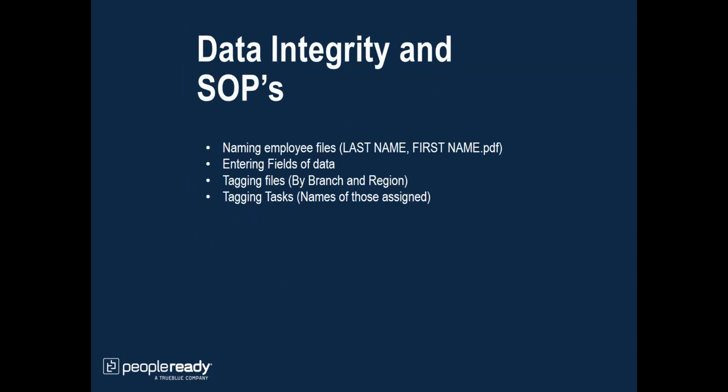Data integrity and SOPs, pretty standard, making sure that we name employee files last name, first name. We make sure we tag all files and tasks by the names, the branch, the region, and the names of those assigned to that task. And making sure we enter as many details as possible about each candidate in order to be able to search for them easily.